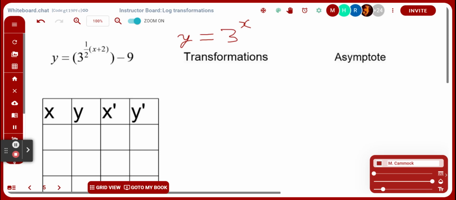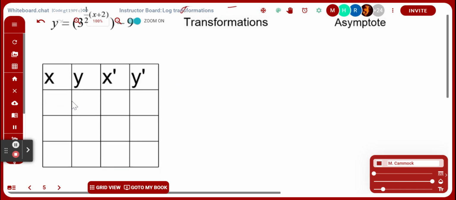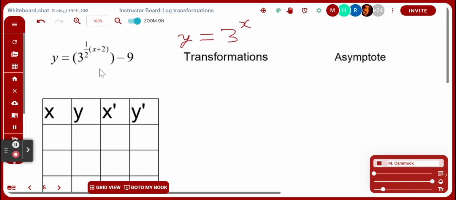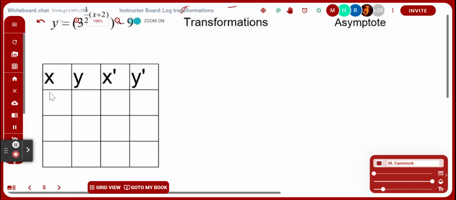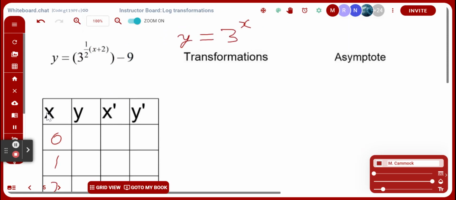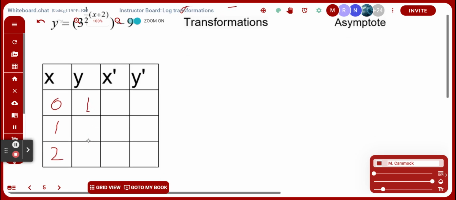No, I'm not changing it. I'm saying the original function. In fact, we're going to use y equals 3 to the power of x as the first set of points, the original points from the original equation before all these transformations took place. So for instance, I'm going to use the following values of x: 0, 1, and 2. If these are my x values, then what would 3 to the power of x be? Well, 3 to the power of 0, remember, is 1. 3 to the power of 1 is 3, and 3 to the power of 2 is 9.